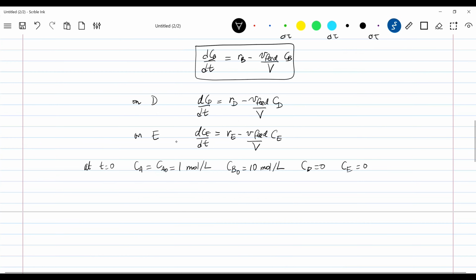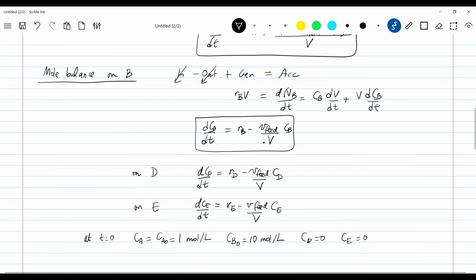Okay. So once you write all the rates and you use the stoichiometric relationships to get the rates to relate, then we can go into Python and I can show you what that looks like.